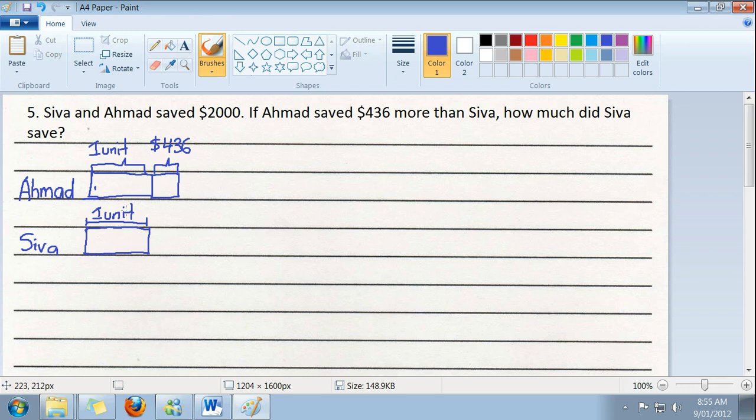Alright. Let's go over my thinking. The question tells us that Siva and Ahmed saved $2,000. Okay? If Ahmed saved $436 more than Siva, so whatever Siva has as money, Ahmed has $436 more. So for example, if Siva had $200 here, Ahmed would have 200 plus 436. Okay? Now it says they saved $2,000 altogether. So Ahmed's money plus Siva's money is equal to 2,000.